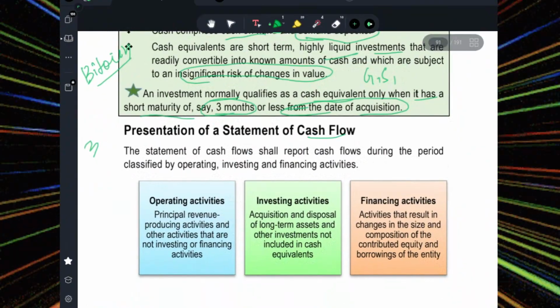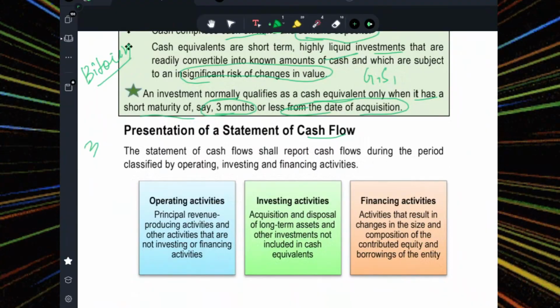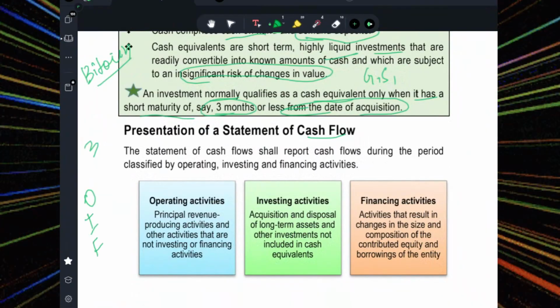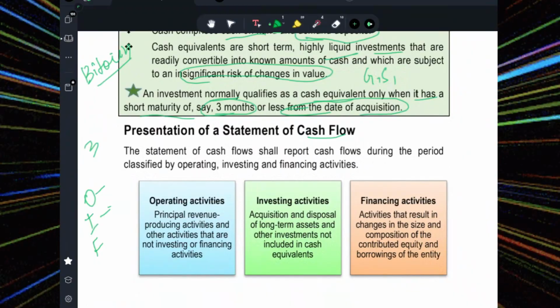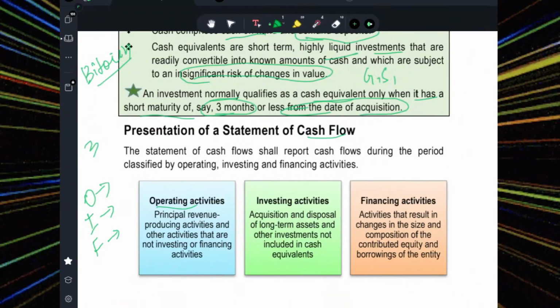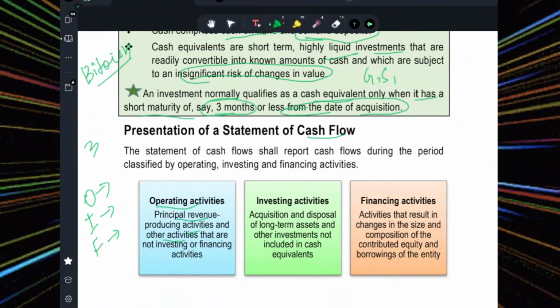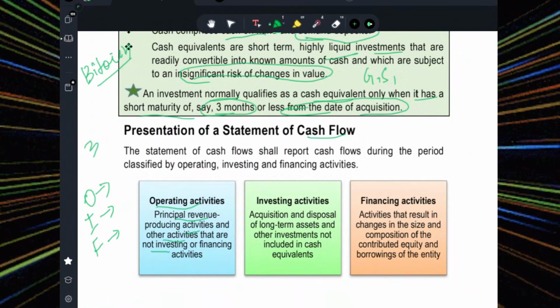Presentation of statement of cash flow. We should show three activities: operating activity, investment activity, financial activity. These are the three things. What are operating activities? The principal revenue-producing activities and other activities that are not investing or financing activities.